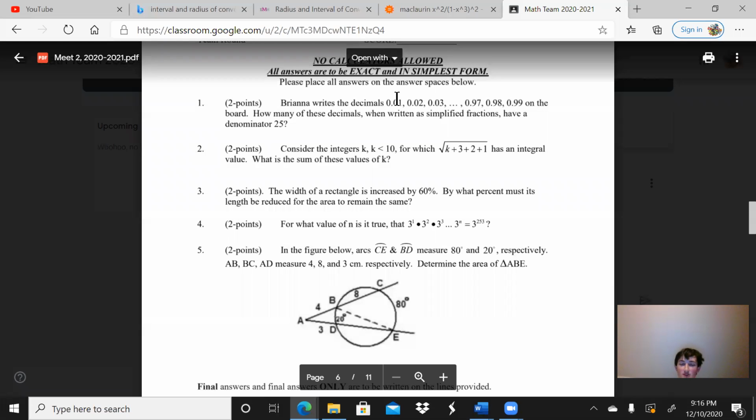The width of a rectangle is increased by 60%. So, let's say the width, let's just say it's 100. This becomes 160. And then what percent must the length be reduced? So it's 160x to 100. So x is equal to 100 over 160, so 10 over 16, 5 over 8. Wait, that's not right. 67.5%?